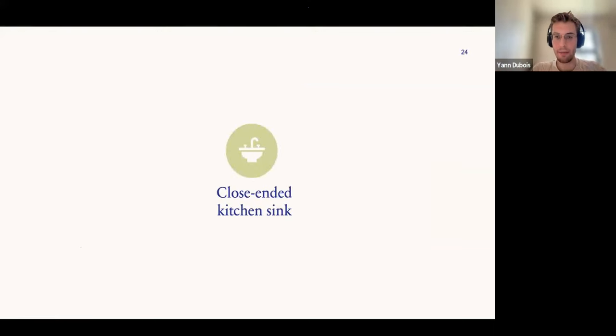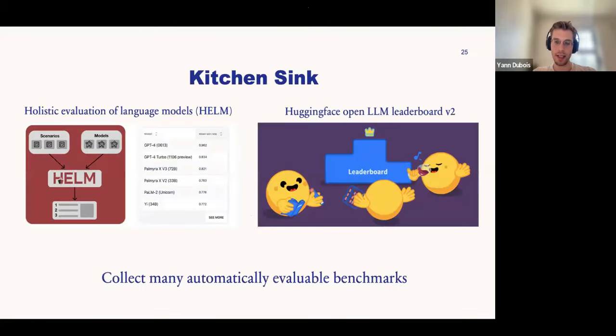So, close-ended kitchen sink. I already talked about perplexity. Another way that people evaluate these LLMs is to look at all possible tasks that are pretty good and easy to evaluate, so they are close-ended. There are a few, but two main close-ended kitchen sink, or aggregated benchmarks of many different benchmarks. One is HELM, and the other one is the Hugging Face Open LLM Leaderboard.